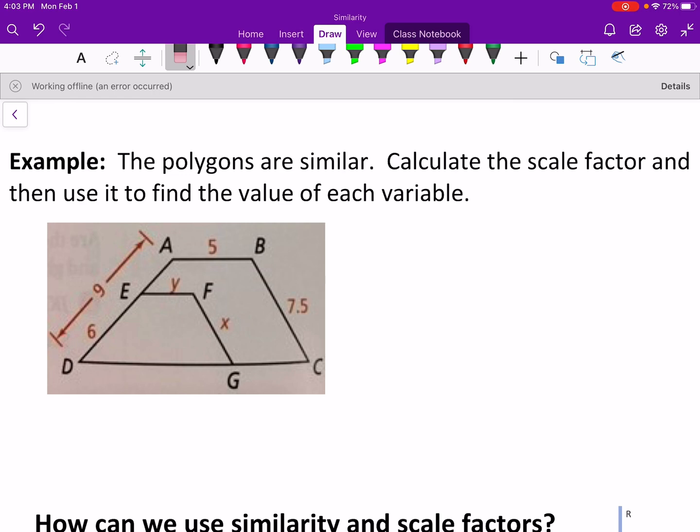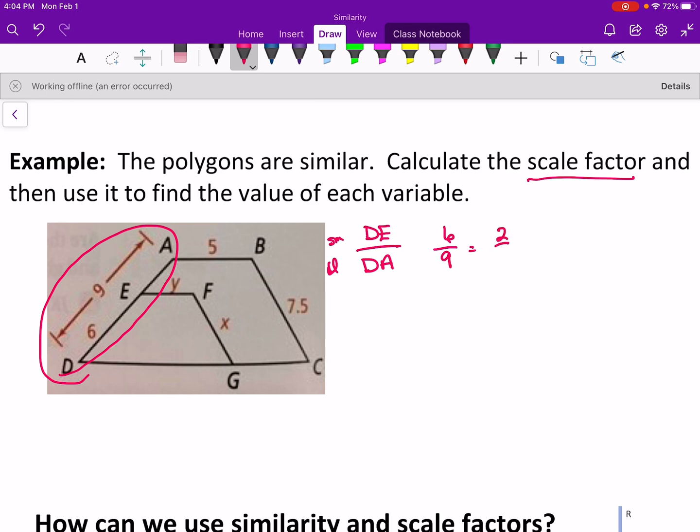So step 1, they ask us to calculate the scale factor. So you find a pair of sides where you have both numbers. Since these two match, it will be DE and DA. And I have decided to put the small figure over the large figure. So DE is length 6, DA is length 9. If I reduce that, it reduces down to 2/3, so my scale factor is 2 to 3.